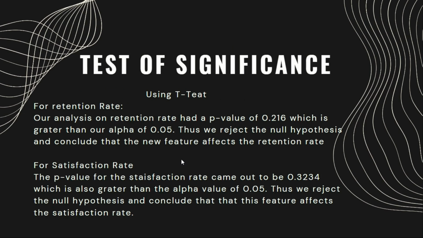The next thing we have to do is to perform a test of significance. So we have to test our result to see if the outcome is statistically significant or just due to random chance. And we'll be doing that using the t-test.